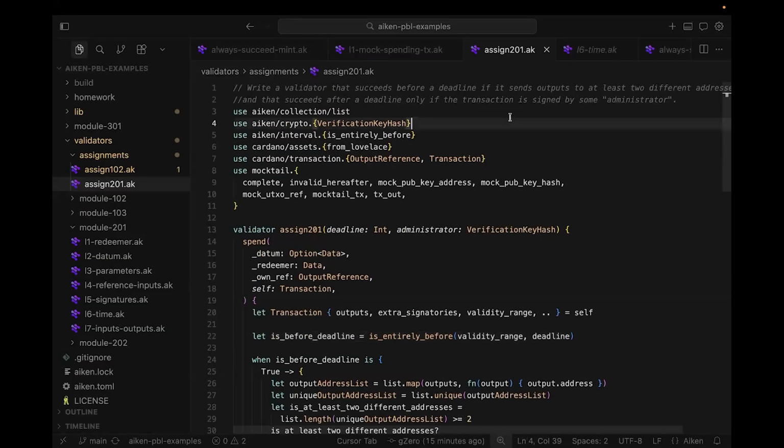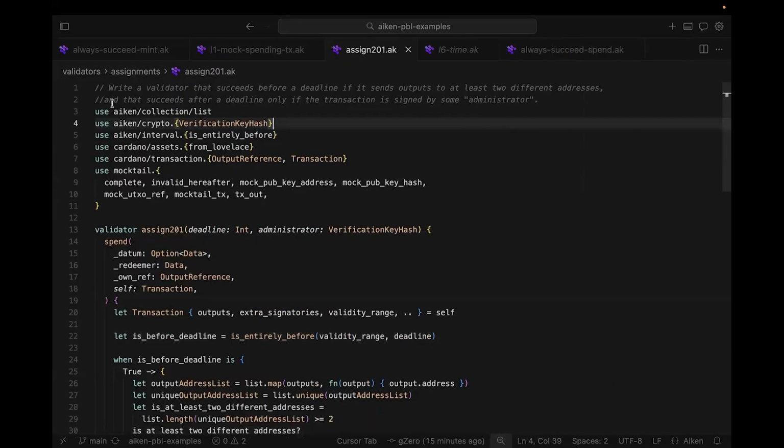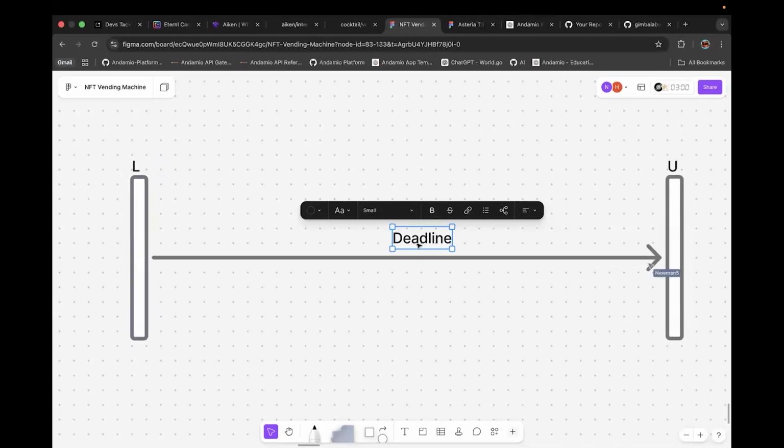Let me remove this part so you can read this. Write a validator that succeeds before a deadline if it sends output to at least two different addresses. And it succeeds after a deadline only if the transaction is signed by some administrator. So in both cases, it succeeds, just the conditions are different. Does that make sense? So do you still think the deadline should not be within the intervals?